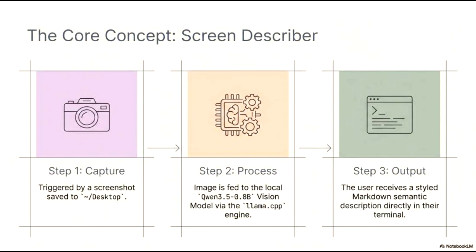Moving to Step 2, Process, the captured image is analyzed locally. We utilize the QN 3.5-0.8b vision model, powered by the llama.cpp engine, to process the visual data entirely on device. Finally, in Step 3, Output, the system delivers the results. The user receives a professionally styled markdown semantic description of their screen content, appearing directly within their terminal for immediate reference.